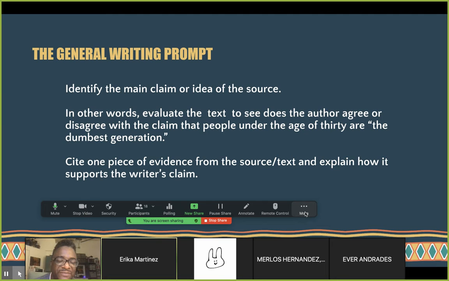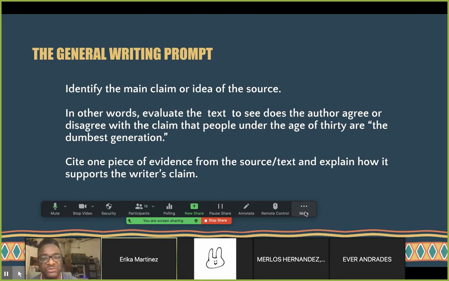So in other words, what does that mean? You're going to evaluate the text to see, does the author agree or disagree with the claim that people under the age of 30 are the dumbest generation? Now, they may agree somewhat, or they might seem to be pushing back against that. They disagree. It doesn't have to be 100% all or nothing. They seem to be leaning toward, yes, this generation is lacking, or this generation, they just disagree. They think they're advantaged. What I'm asking you to do is to cite one piece of evidence from that one source and explain how it supports the writer's claim.